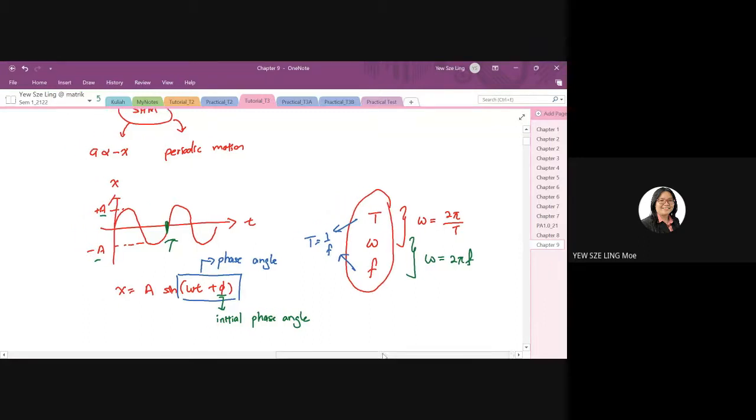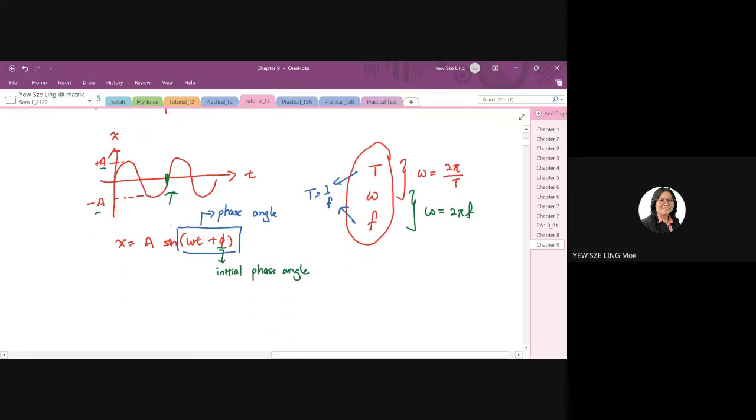Right? The value for the other two quantities. Okay, now let's go back to the equations. We have x equals A sine omega t plus phi. This equation is very important. Quite often, questions will give you a graph, and then ask you to form an equation.